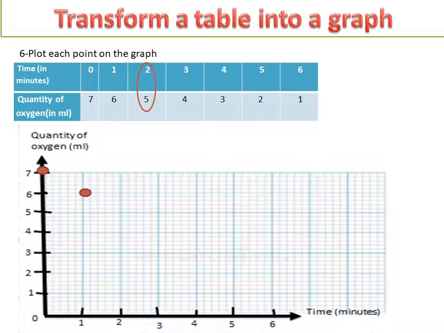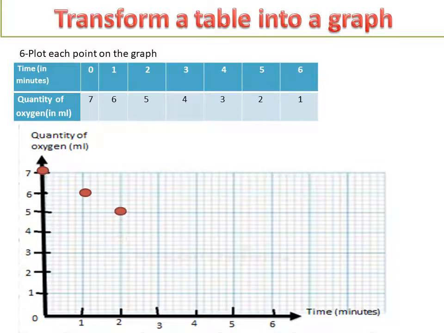The third point is at time 2 minutes and the quantity of oxygen is 5 milliliter. The same way, we will draw a vertical line from time 2 minutes and a horizontal line from the quantity of oxygen 5 milliliter. The intersection between these two lines is the point. And pay attention, these lines, the vertical and the horizontal line, we should erase them.